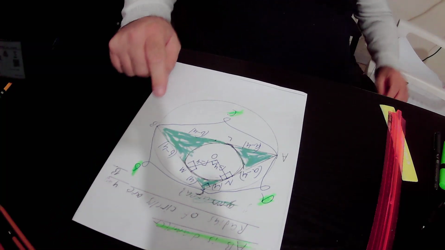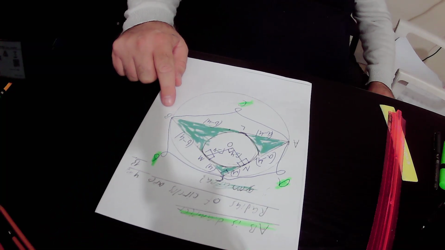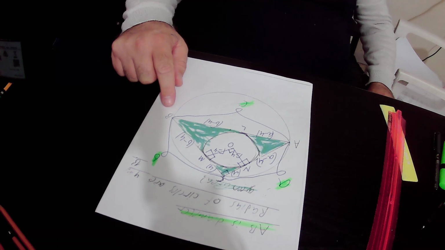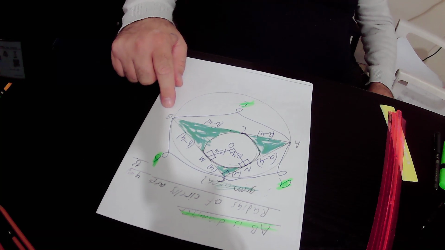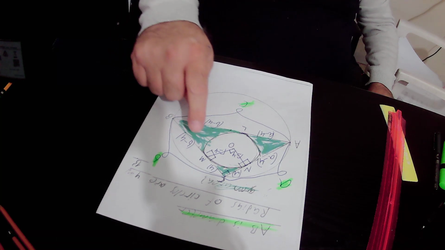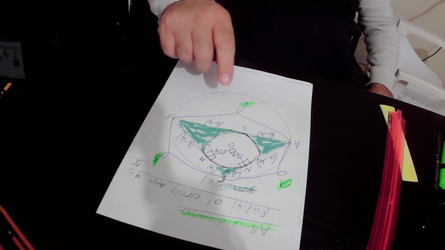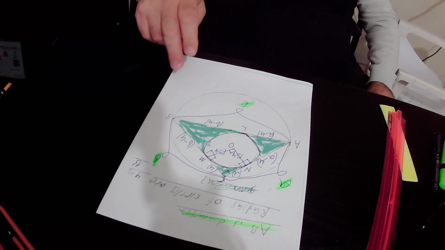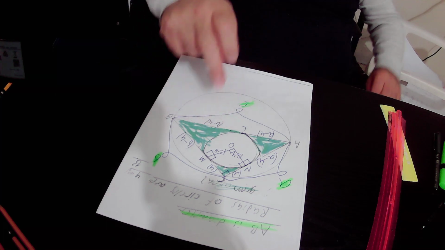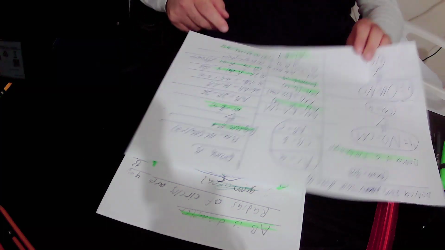Then we focus on the common extreme point, point B. From the common extreme point, point B, we have two tangents to the small circle, tangent BL and tangent BM. According to rule number 2, the lengths of those two tangents must be equal to each other. That is to say, BL equals BM according to rule number 2.